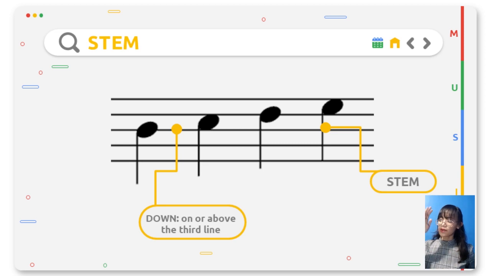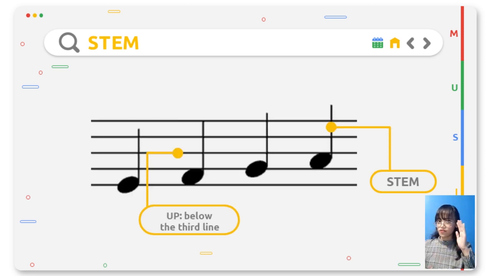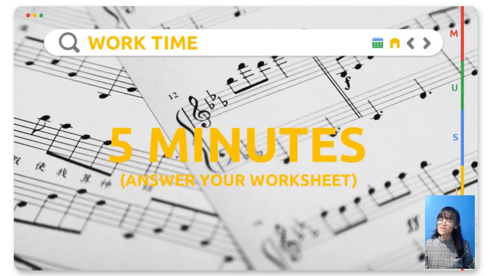And kapag pababa na siya, it is attached on the left side. If it goes up, it is attached on the right side or sa kanan. Now, only half and quarter notes have a stem. Ang whole note, wala po siyang stem. Wag po nating ipagpilitan na magka-stem ang whole note because that's it. That's what it is, okay? I hope you get that. I hope everything is clear with that because you're going to answer your worksheet and your 5 minutes starts now.